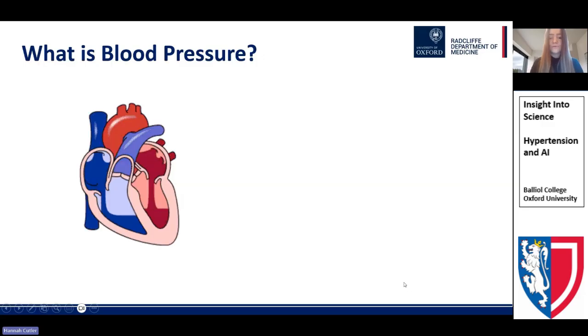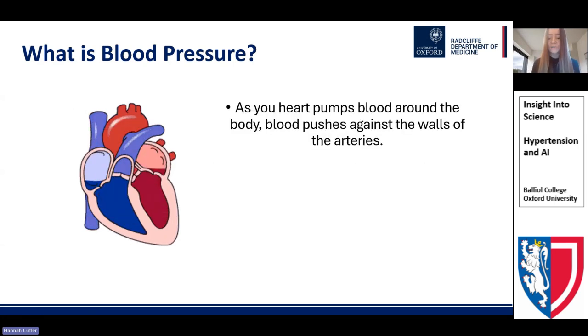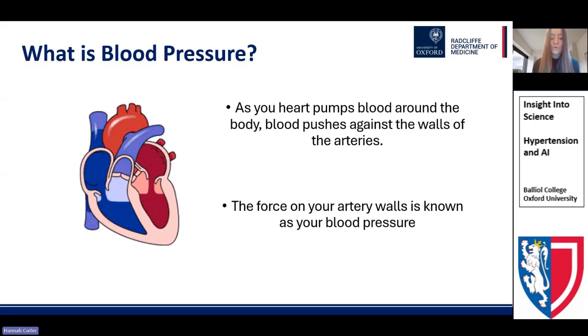So to start off, it's important to know a bit of background into hypertension, and we'll start off with blood pressure. So you might already know what this is, but as your heart pumps blood around the body, it pushes blood against the walls of your arteries, and the force that it applies is known as your blood pressure.